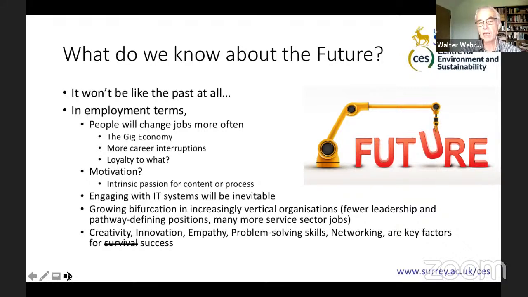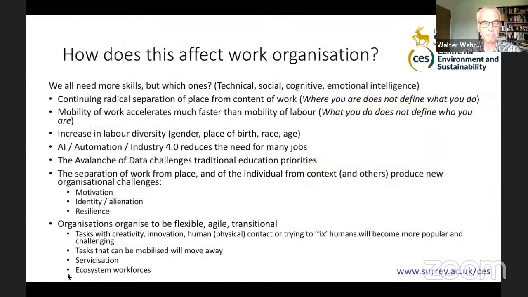In terms of work, we will have IT systems that are becoming much more complex, but also much more inevitable. And with the increasing complexity and capabilities of IT systems, you also see a greater bifurcation. We have fewer leaders and many, many more service jobs. So therefore the futures are much more towards jobs that involve creativity, that involve innovation, but also social skills, empathy, problem solving skills, networking, and so on are essential for success.